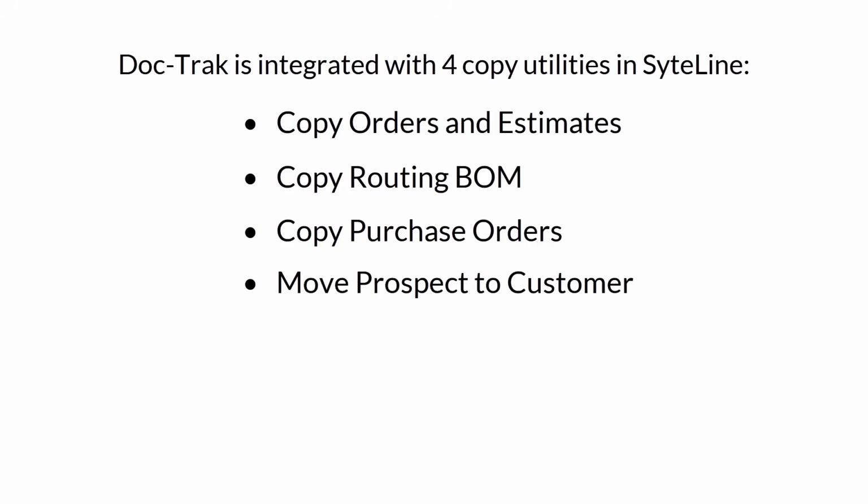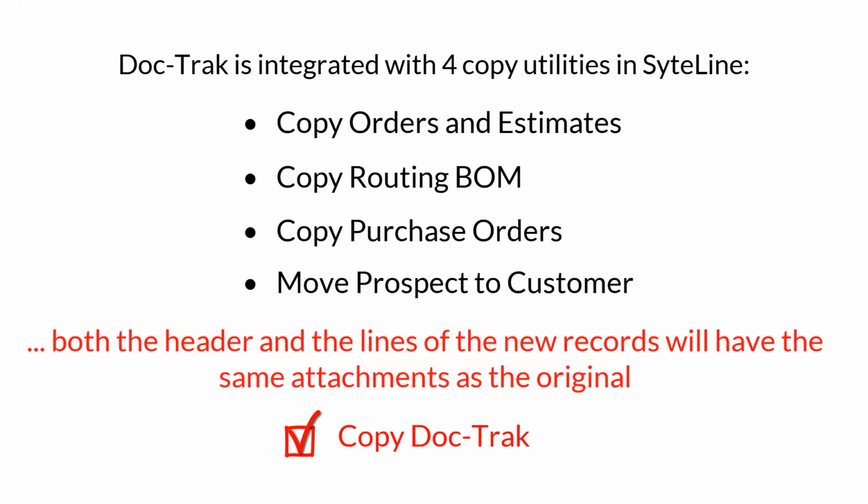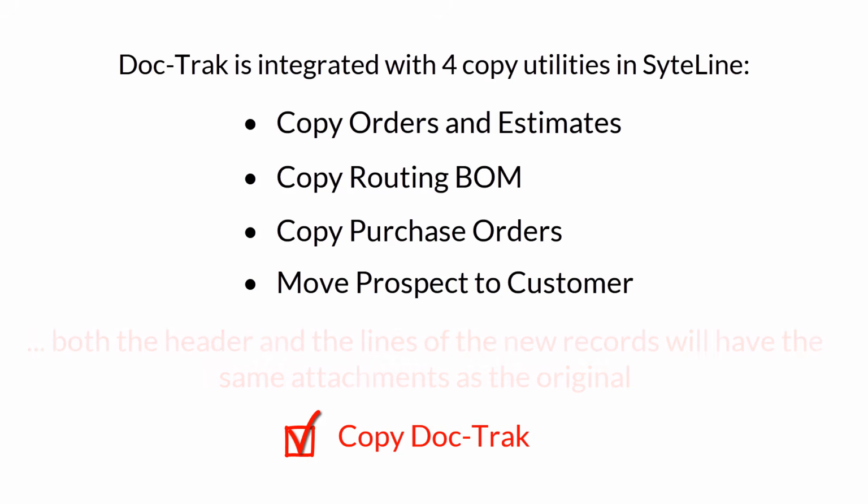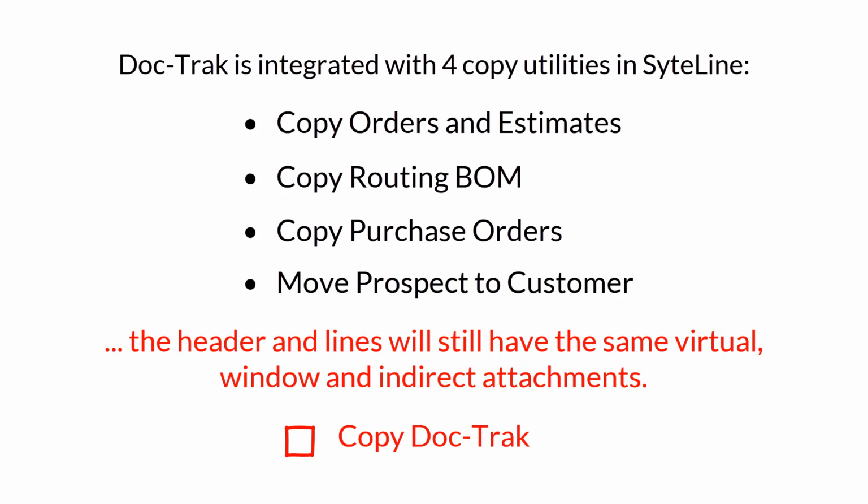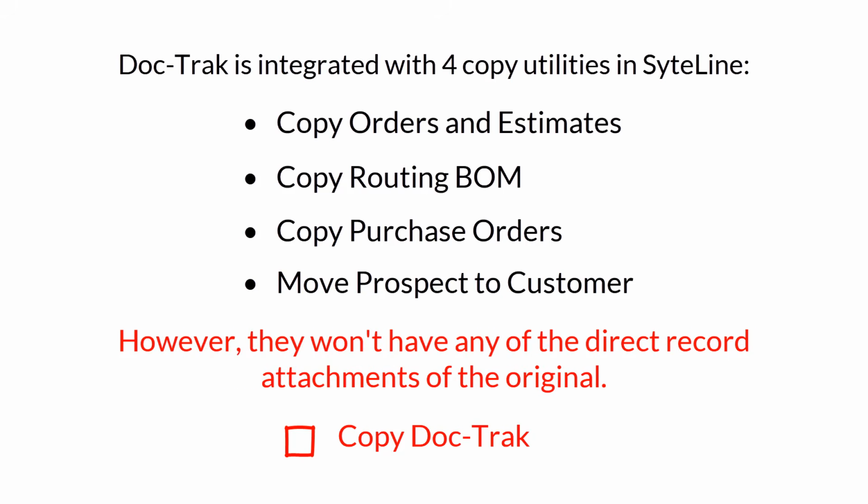When DocTrack is installed, it modifies these 4 forms by adding a checkbox labeled Copy DocTrack. If that box is checked when records are copied, then both the header and the lines of the new records will have the same attachments as the original. If you copy these records without checking this box, the record's header and lines will still have the same virtual, window, and indirect attachments. However, they won't have any of the direct record attachments of the original.